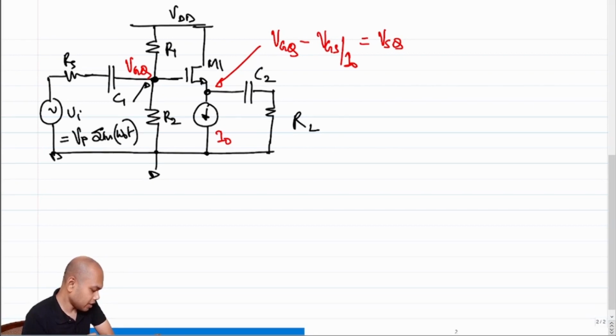And now if that is the case, what is the next step to do? Since the quiescent point is established, we would also like to see what are the incremental currents and voltages at the different terminals of the transistor and also through the transistor. So the next step will be to figure out what will be the incremental equivalent of this. So let's do that. What is the incremental equivalent of this?